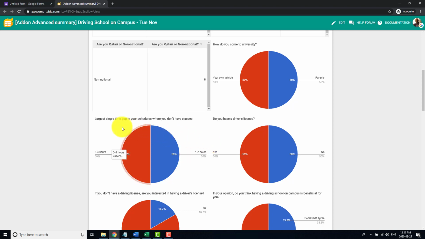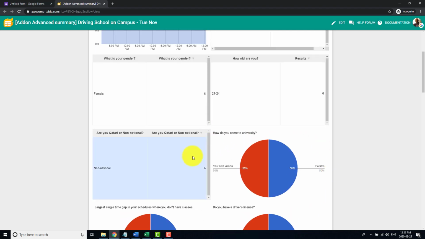Okay, you had a question here: largest single time gap in your schedule. Half of the students have a 3 to 4 hour time gap. The other half have a 1 to 2 hour time gap. So you might want to think of having some lessons run for 30 minutes and the other group of lessons run for an hour. If you had 30-minute lessons, a student with an hour break can get in a 30-minute lesson if they only have to walk 5 minutes to get to the car.